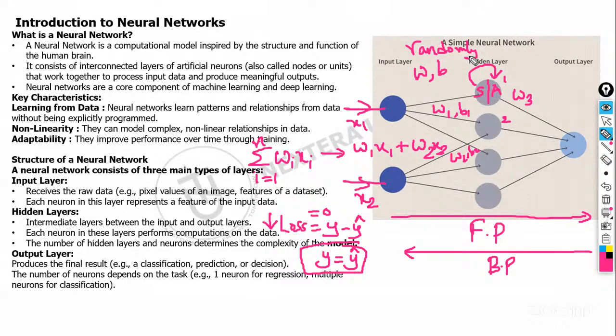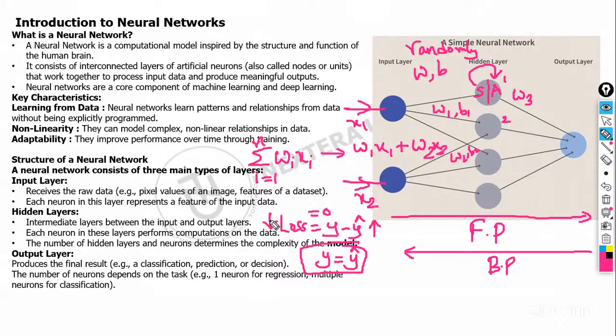Since they are randomly assigned, you'll get some loss. Why should we randomly assign initially? Because there is no particular rule that this much value should be passed to weight or this value should be passed to bias. So initially they get random values, and these random values will be used for calculating the output at each stage, and finally loss will be calculated. Probably the loss at the initial stage will be high.